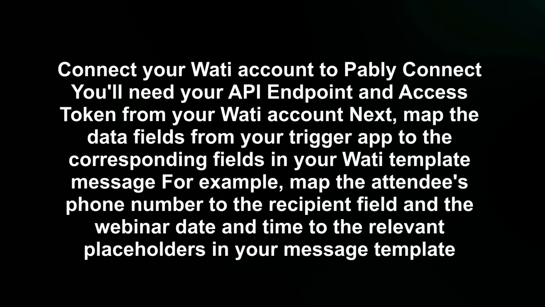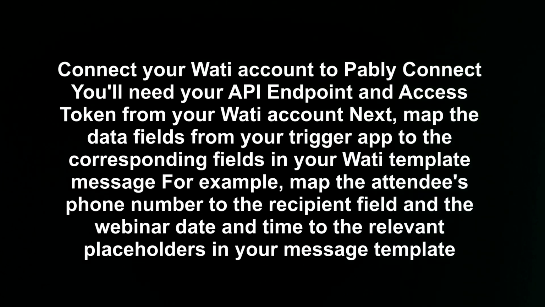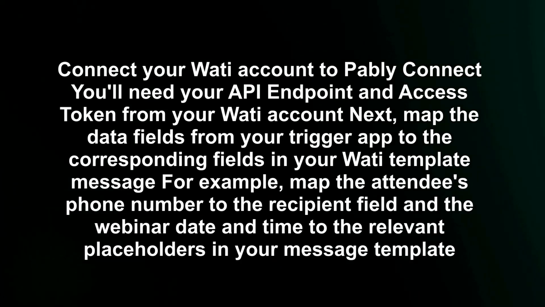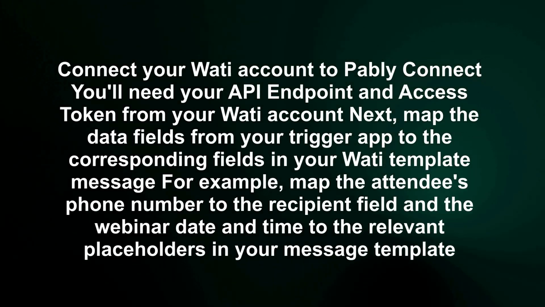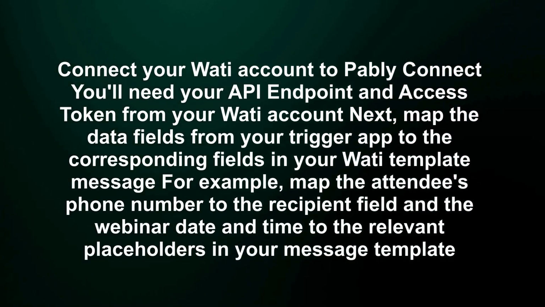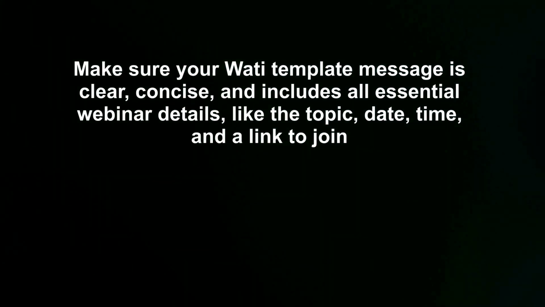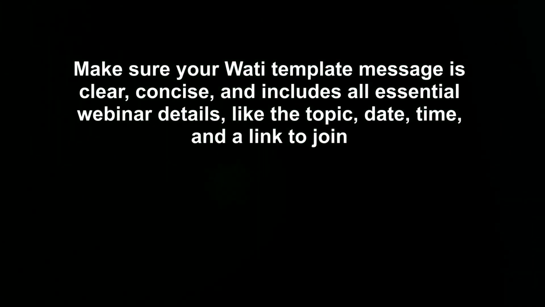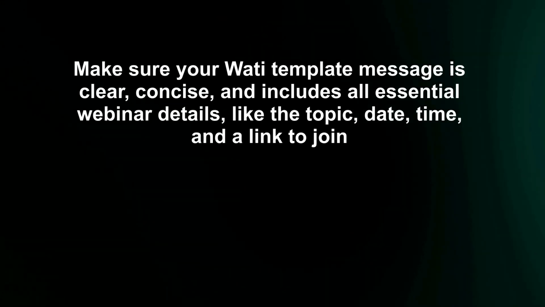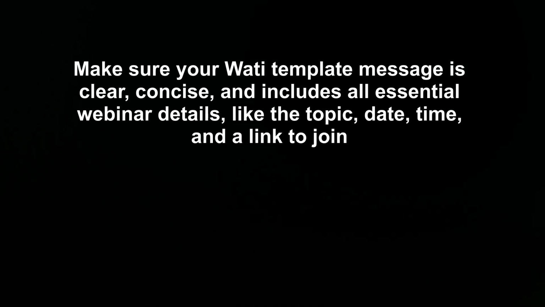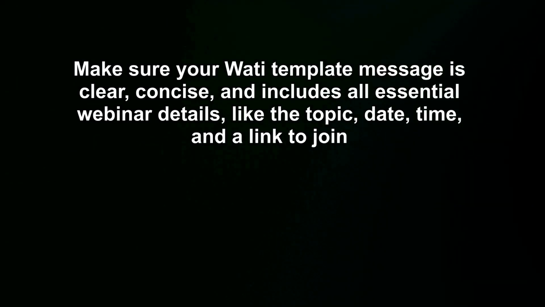Next, map the data fields from your trigger app to the corresponding fields in your Wati template message. For example, map the attendee's phone number to the recipient field and the webinar date and time to the relevant placeholders in your message template. Make sure your Wati template message is clear, concise, and includes all essential webinar details, like the topic, date, time, and a link to join.